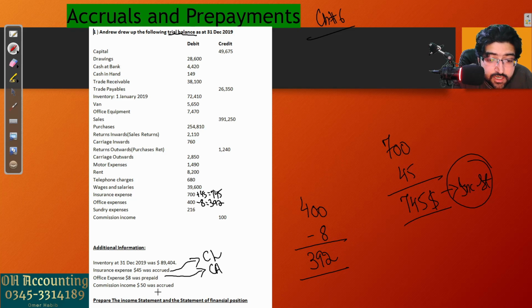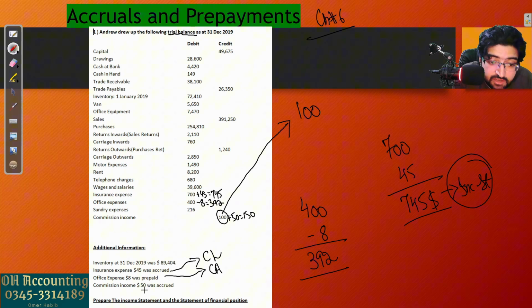Commission income $50 was accrued. Okay, an accrued income. Accrued income means you have provided the service but you haven't received the money yet. What's the value of commission income? First of all, it's 100. So I will have to include 50 more to this and make this amount 150. Why? Let me tell you why. I have received $100 for commission. Okay. And commission income, see, this amount in trial balance shows how much money I actually received. So I have received $100 for commission income, but 50 more was accrued, which means I have provided the service, but I'm yet to receive 50 more dollars.